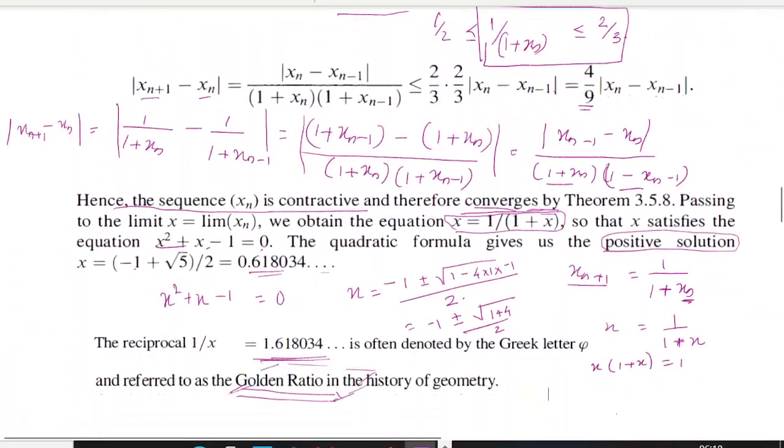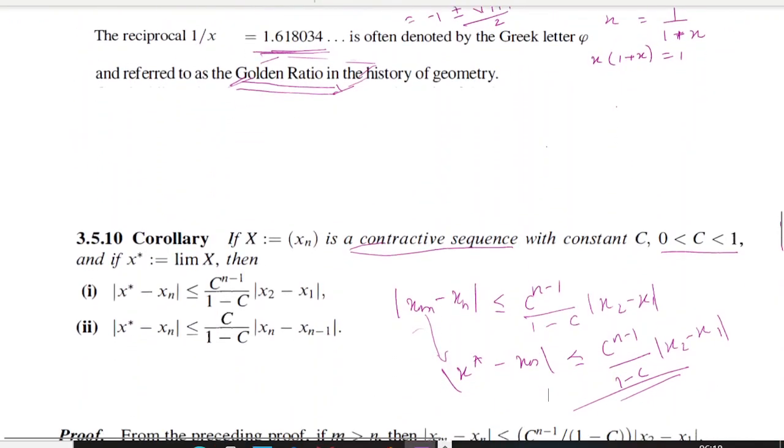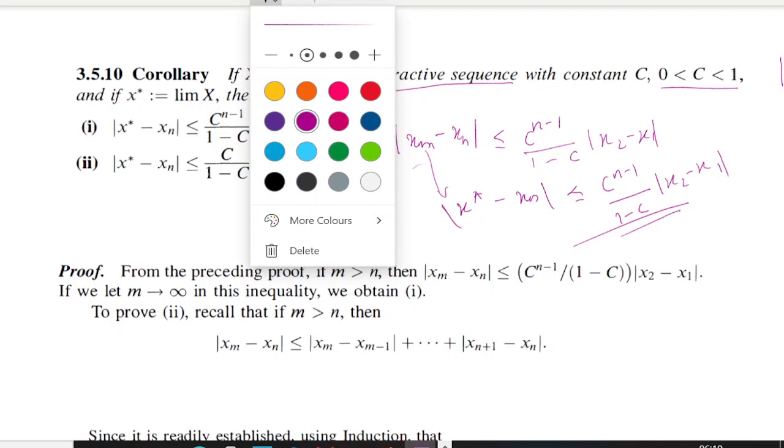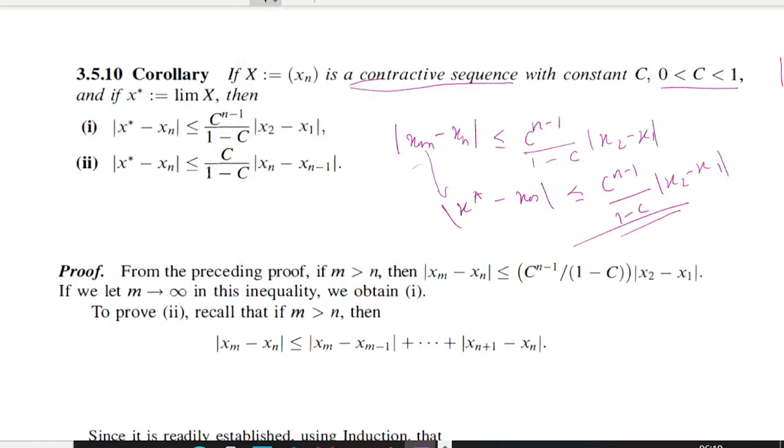Now we will pass to the second corollary. The second corollary says that whenever x star is again the limit of the sequence, then modulus of x star minus xn is less than or equal to c by 1 minus c into modulus of xn minus xn minus 1. So we can see how we can prove this one.